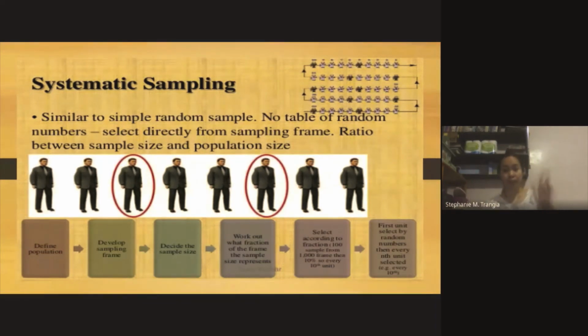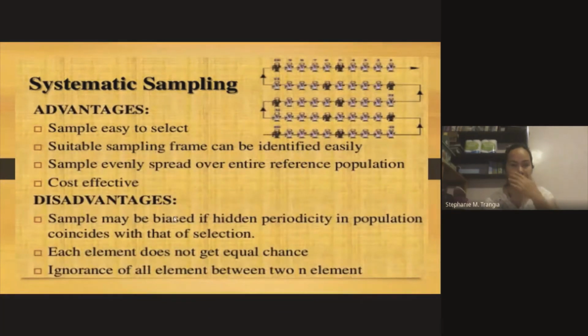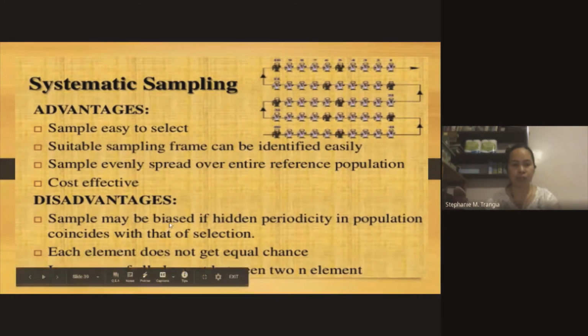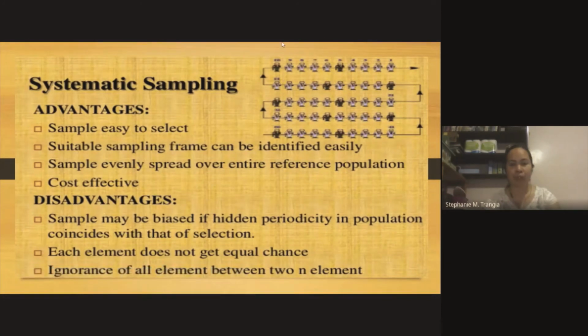So that is why systematic sampling is used: the sample is spread out. The advantages: the sample is very easy to select, a suitable sampling frame can be identified easily, the sample is evenly spread over the entire reference population, and it is very cost effective.